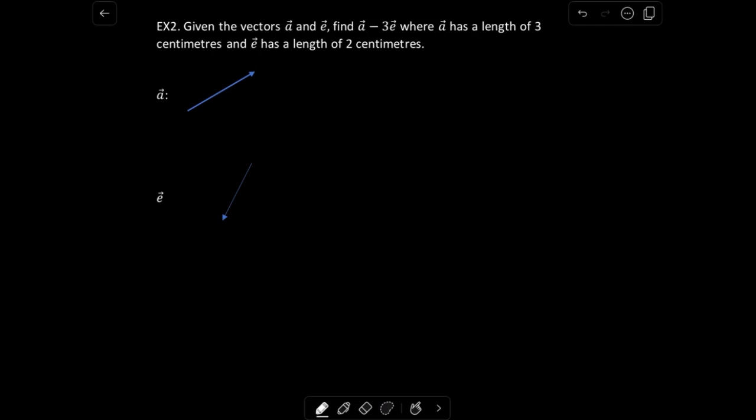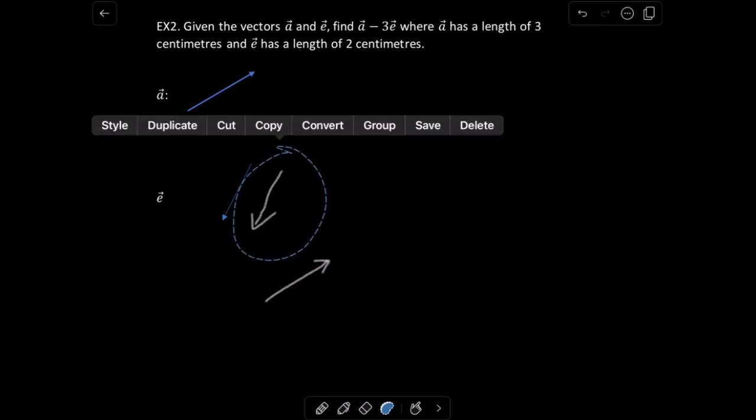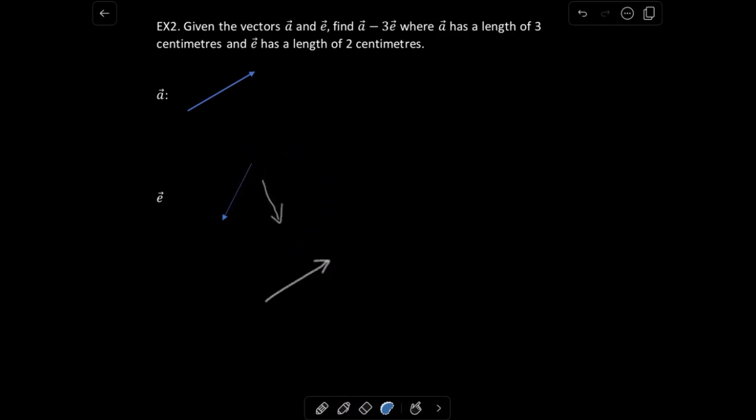Okay, all we need to do for this example is basically draw the vectors and find the resulting vector, which is a minus 3e. So we have vector e and we have vector a. So what I'm going to do is I'm going to copy a, and then we have minus 3e. So we are adding 3 times the negative vector e. So the negative vector e is going to be rotated in the opposite direction, and then it's going to have 3 times the length or magnitude of the original vector.